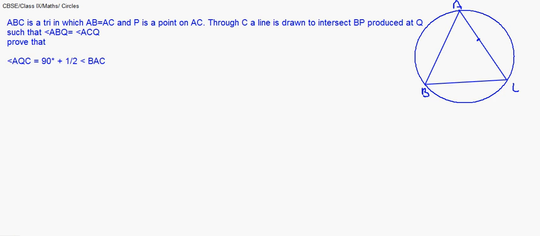So let me draw this part as well. Through C a line is drawn to intersect BP, so we will have to draw BP as well, which is produced to Q. This one is produced to Q. We'll also draw a line to Q. Yes. Angle ABQ, that means this angle, is equal to ACQ, this angle, it's given to us.